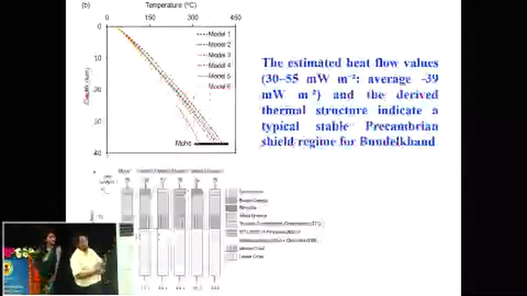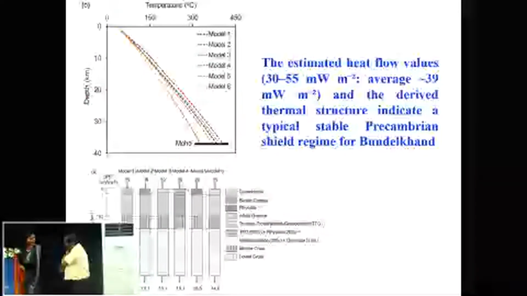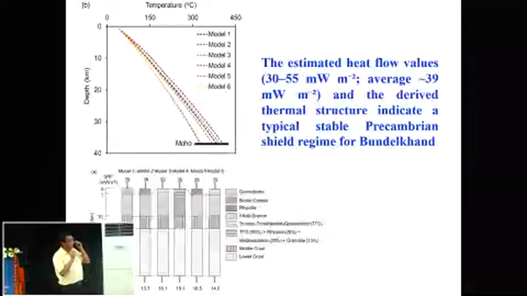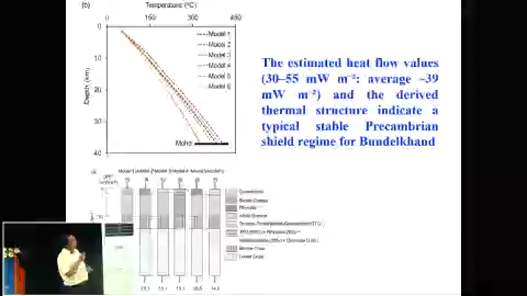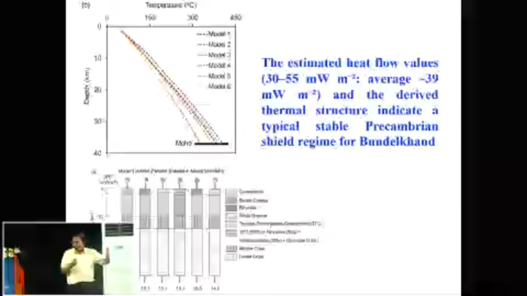If you see, the heat flow is 35 to 55. Average heat flow is 39. In the central part, heat flow is high. In the southern part it is low, and the northern part is different.